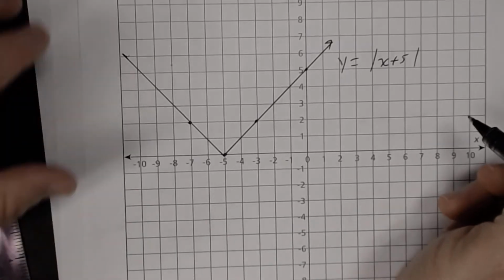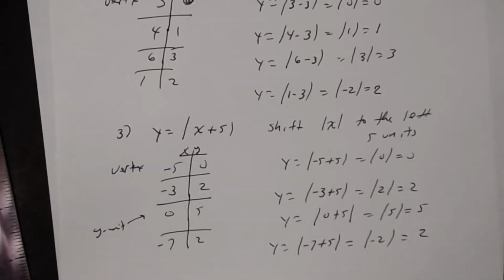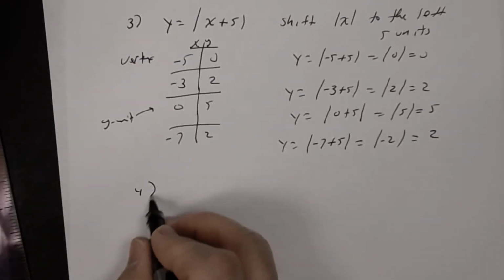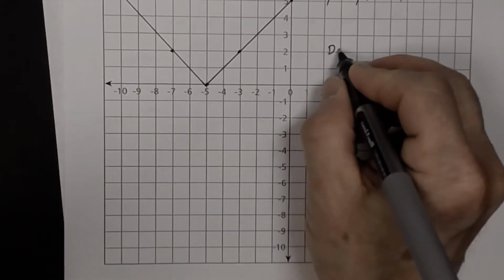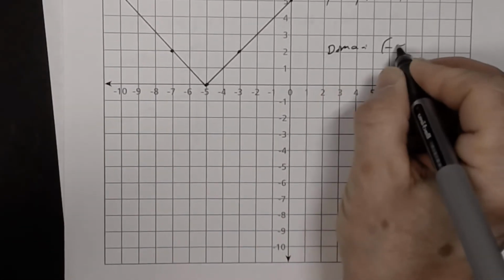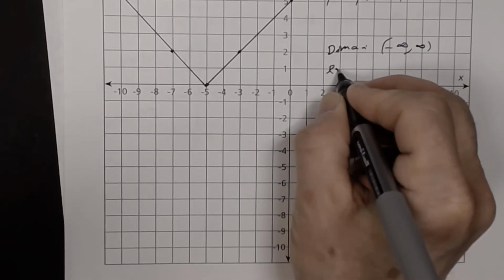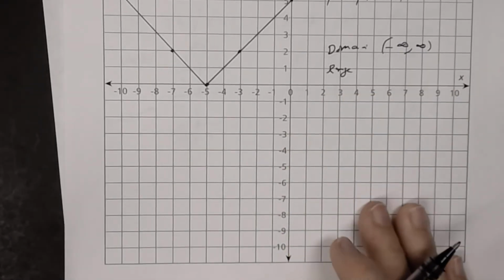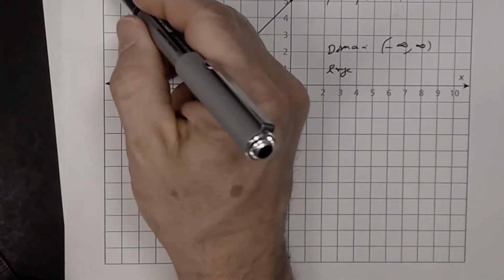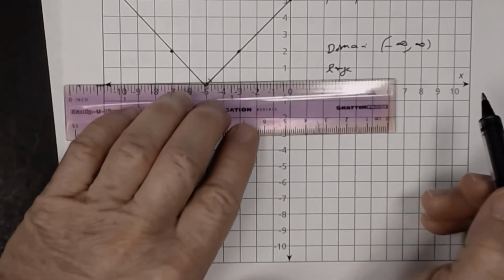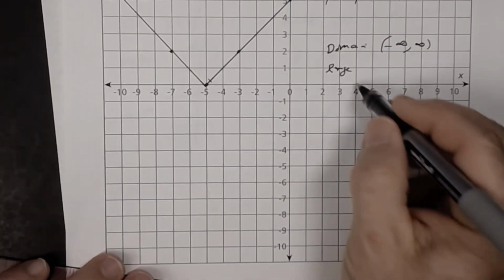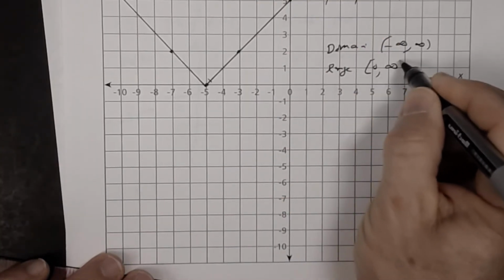Okay? What if we had this? Number 4. Oh, forgot. Let's talk about the domain and range. So the domain is going to be all real numbers, right? Negative infinity to infinity. The range was the smallest y value. Don't forget your arrows. What's the smallest y value? 0. So I'm going from 0 all the way to what? Infinity. So bracket 0 to infinity.